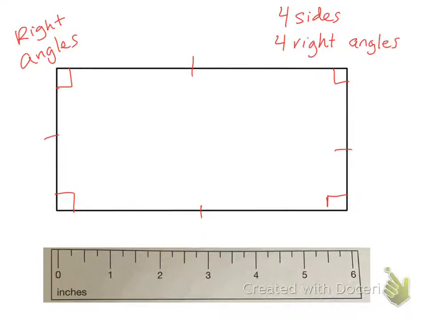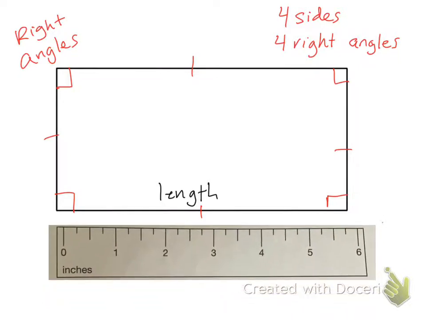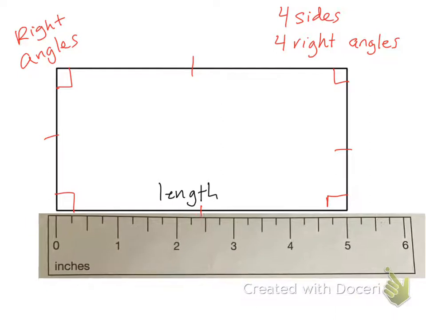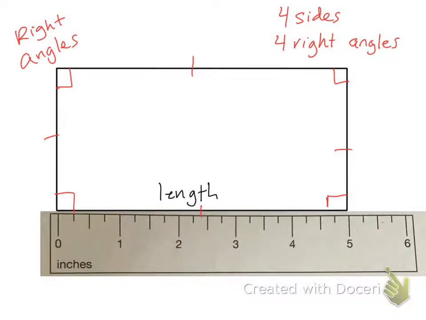All right, so let's measure the length of the sides on this rectangle. Now, the longer side is what we call the length. And length sounds like long, so it makes it a little bit easier to remember. So, if we want to measure the length, I'll take my ruler and bring it up. And we can see that the length of my rectangle is 5 inches.